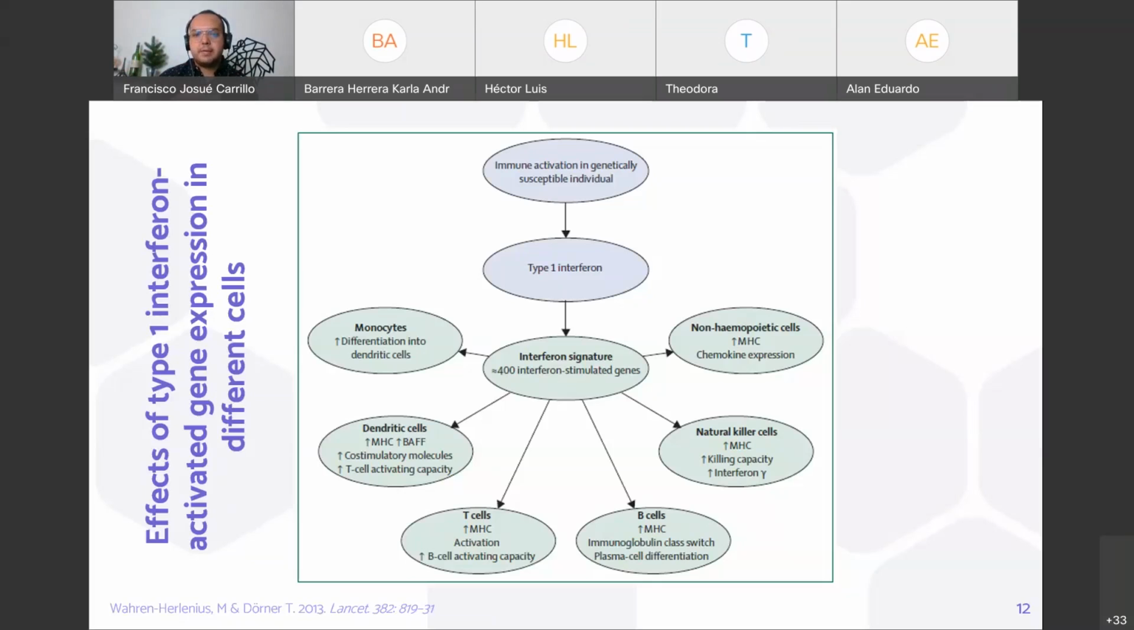and they also contribute to the T cell activating capacity. On the other hand, we have the natural killer cells and some other non-hematopoietic cells that also contribute to the expression of chemokines or cytokines. This may contribute to the positive, continuous loop that is classic in autoimmune diseases.